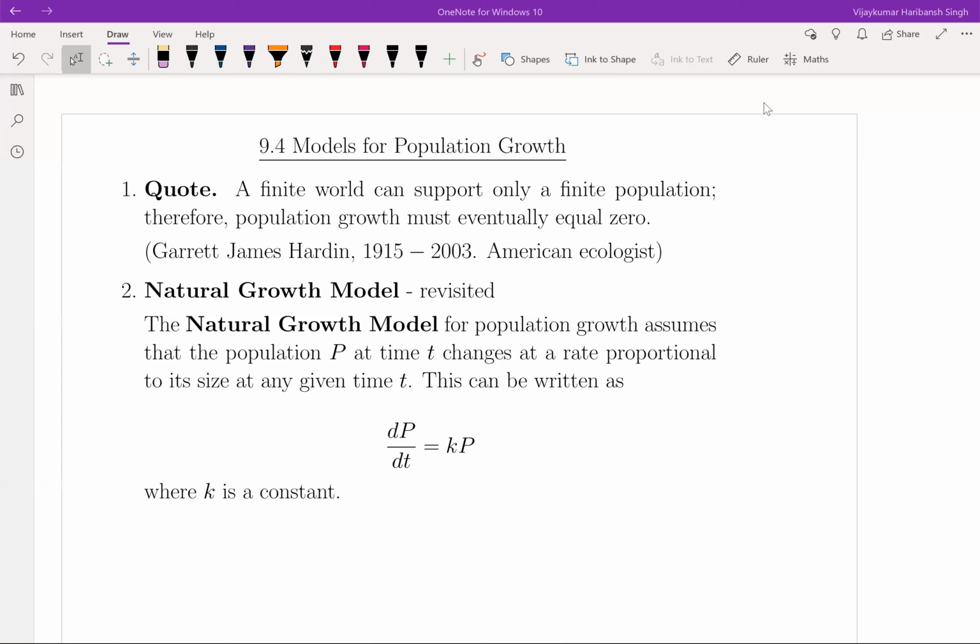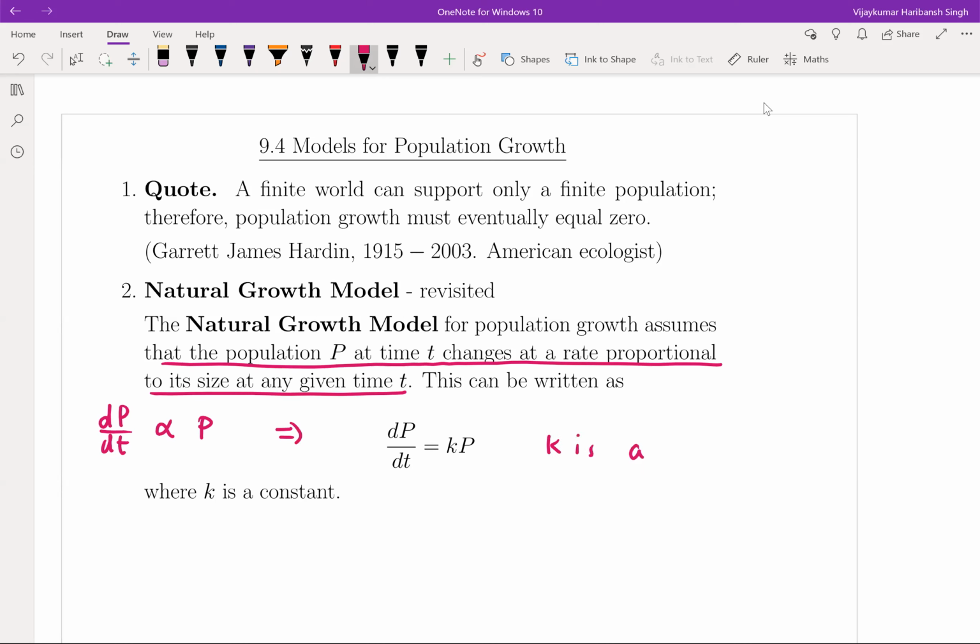It is used for population under the assumption that the population at time t changes at a rate proportional to the size of the population at the given time t. So this means the rate of change of population, which is dP/dt, is proportional to the size of the population at time t. This is the symbol for proportionality. This would mean dP/dt is k times P, where k is a constant.